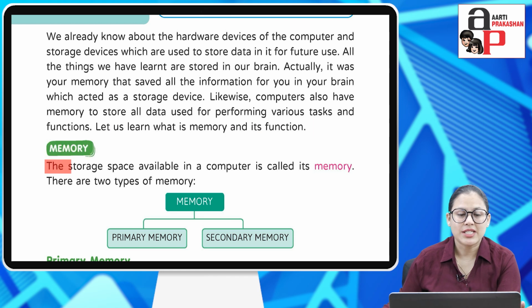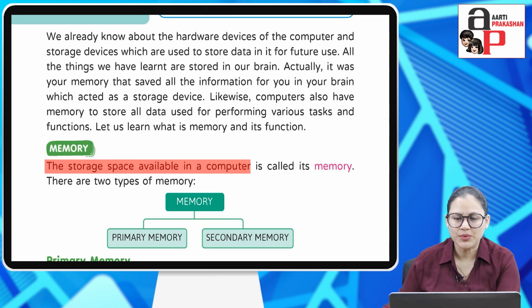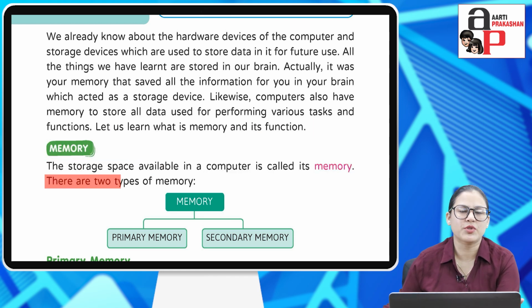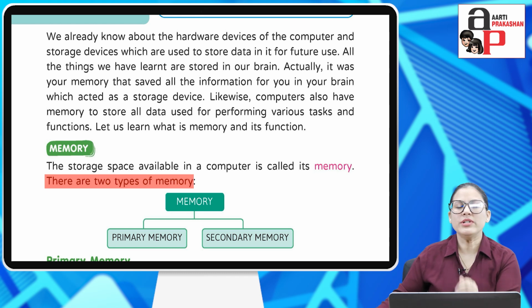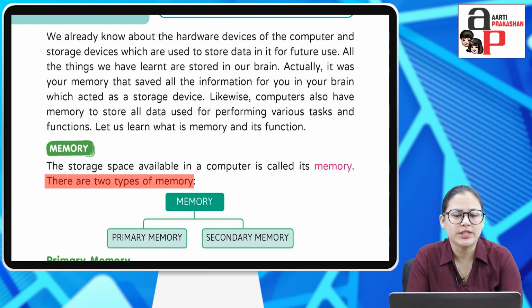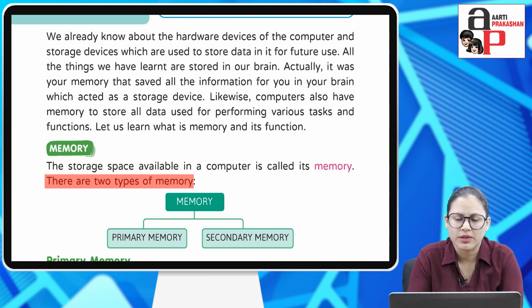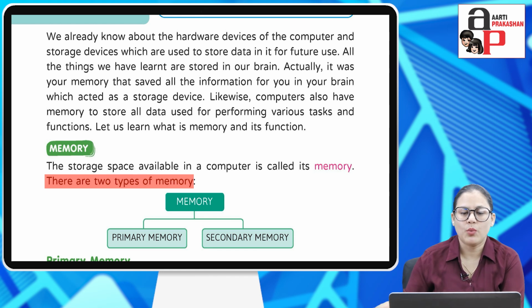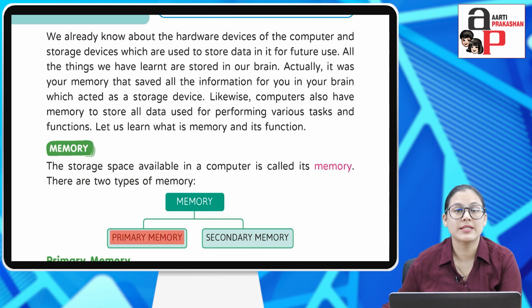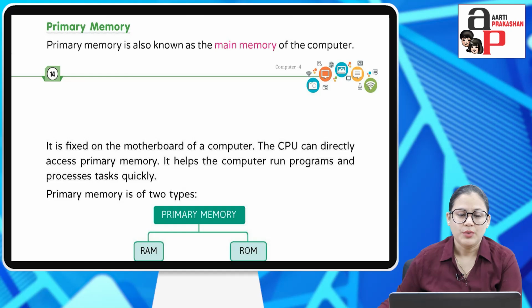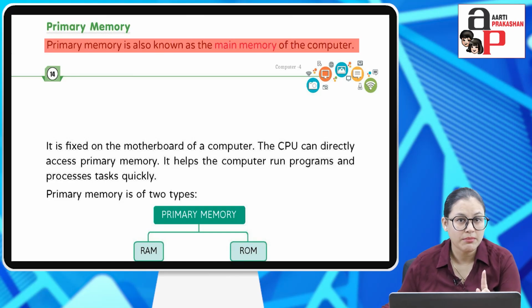First, memory. The storage space available in a computer is called its memory. How much space is available in a computer, that is known as the computer's memory. There are two types of memory: one is primary and the second is secondary memory. Primary memory is also known as the main memory of the computer. Remember that, the main memory of the computer is primary memory.